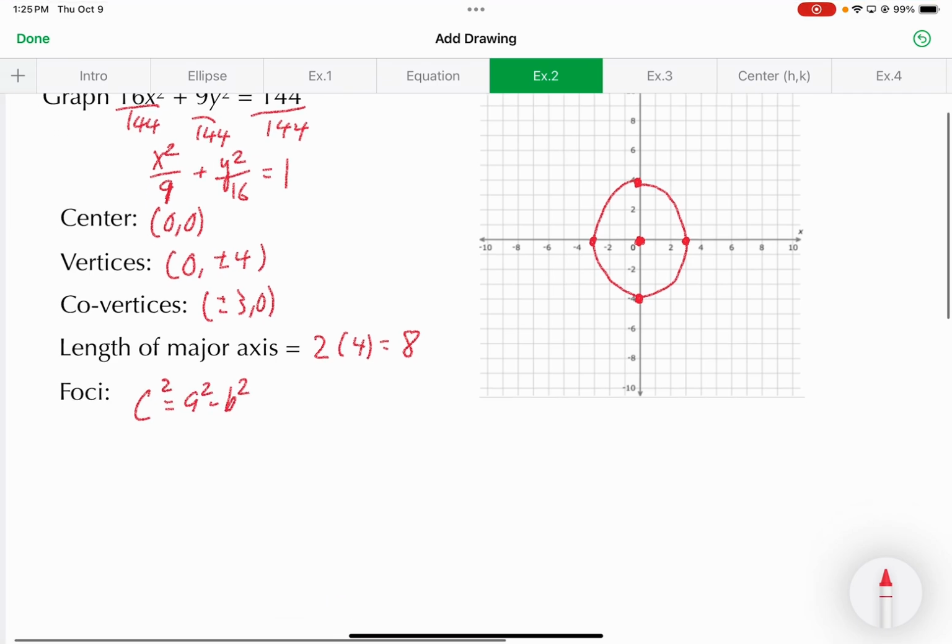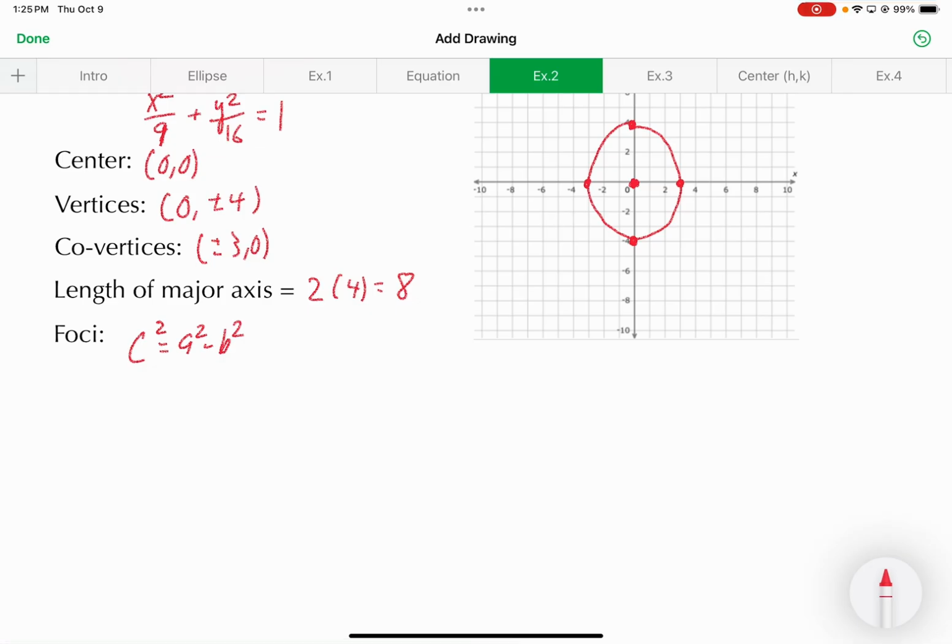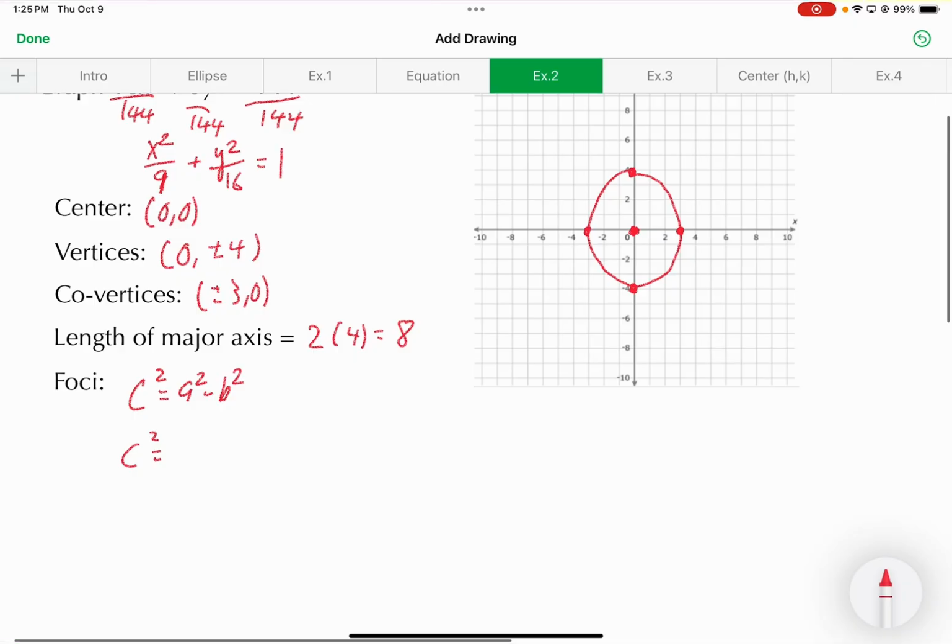Yeah, a squared minus b squared, right? Looks like a rhombus every time. It does, kind of does. All right, so c squared equals, all right, so I need my values. What goes in for a squared? It'd be 4 squared, right? So let's just say 16 minus b squared, which is going to be 9. So my c squared value, the difference between 16 and 9, is 7. So then c is going to be plus or minus square root of 7.